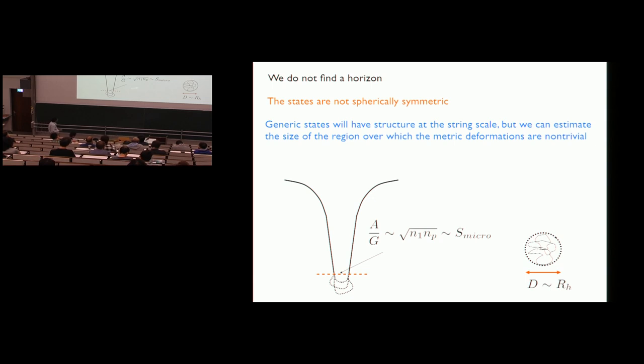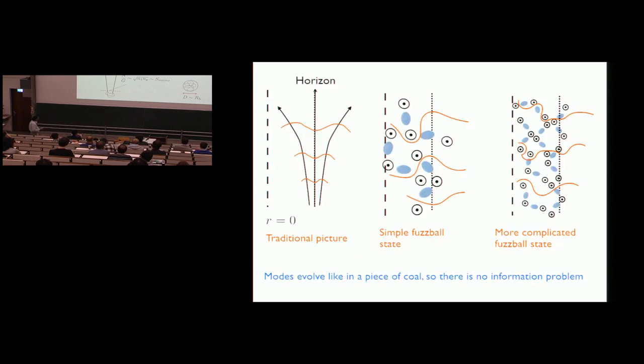And then if you look at the size of the generic state, interestingly, it comes out to have a diameter of the order of the horizon. So even though there's no horizon, there is some role for this surface area to play, because if you compute A by G, it gives you a size which is of the order you would have expected for a horizon. So in that sense, things tie up. There is no horizon, but there is a ball-sized region, which you call a fuzzball, which has the whole information, and that is a horizon-sized object.